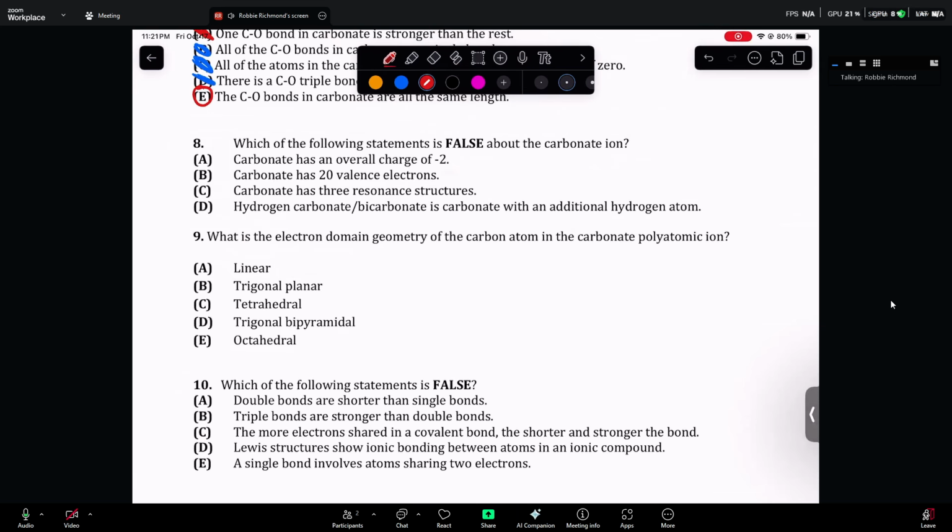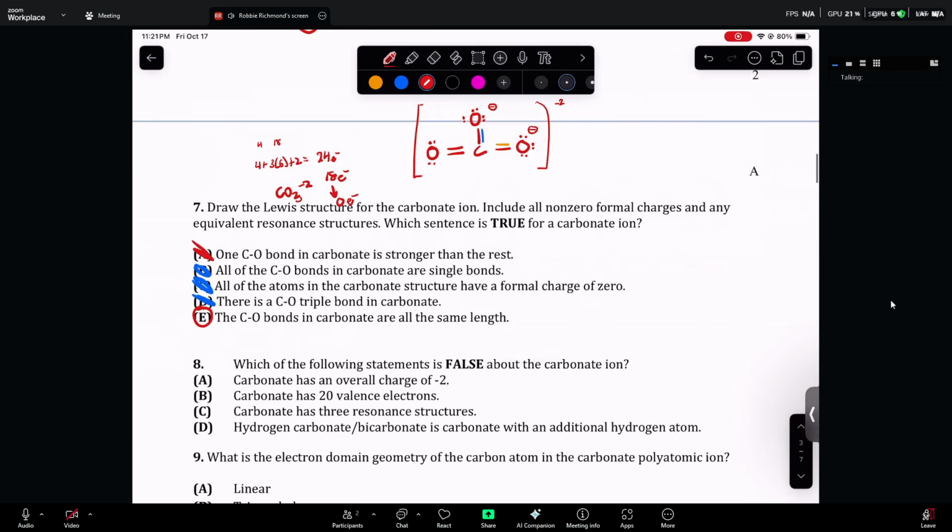Cool. Which of the following statements is false about the carbonate ion? We can use our drawing from question 7 to really answer this. Has overall charge of 0. It should have 24 valence electrons. Should have 3 resonance structures because we can move that double bond in 3 unique positions.